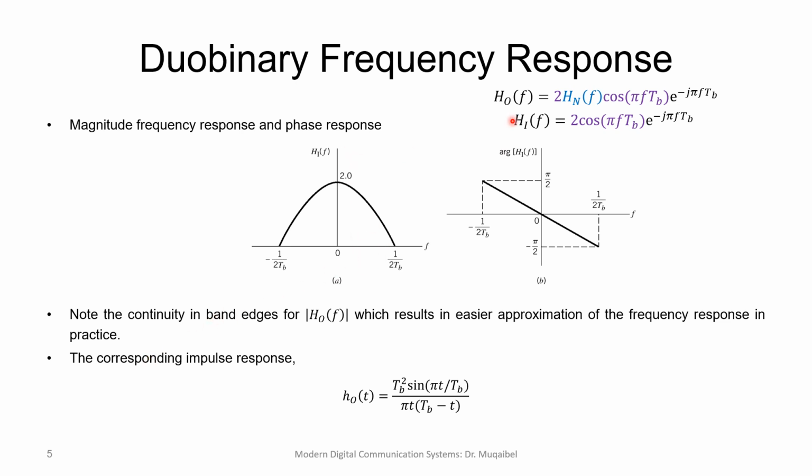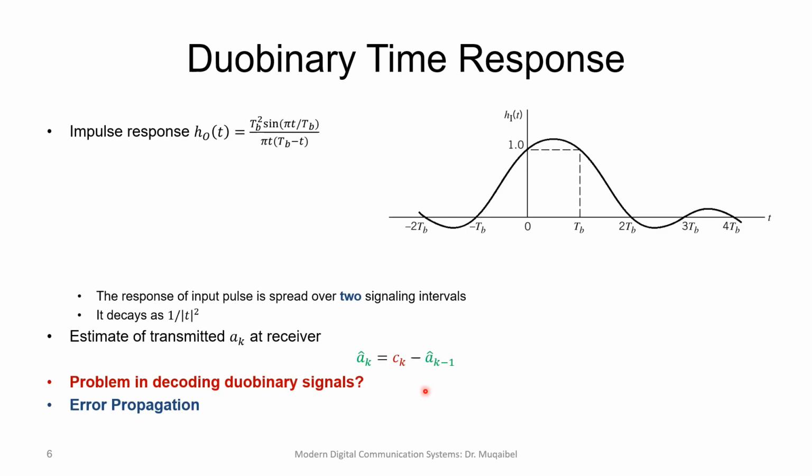If you take the inverse Fourier transform of this, you'll find that this is equivalent to sending the following pulse. This is what we call the duobinary impulse response in time. It looks like a sinc signal. If we plot it, it looks like the following. This is the pulse that we transmit. As you notice here, it covers the pulse of interest and the next one. The response of the input pulse is spread over 2 signal intervals, and the decay now is not 1 over t, but rather 1 over t squared, because you have 1 over t here and 1 over t there. As we increase the time, the decay is faster compared with the sinc.